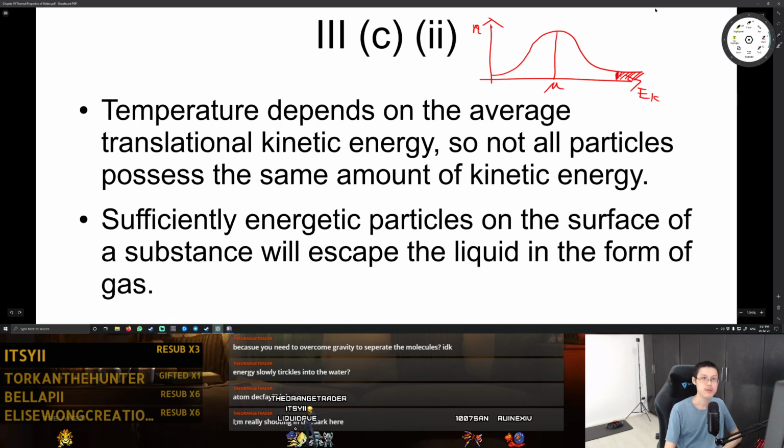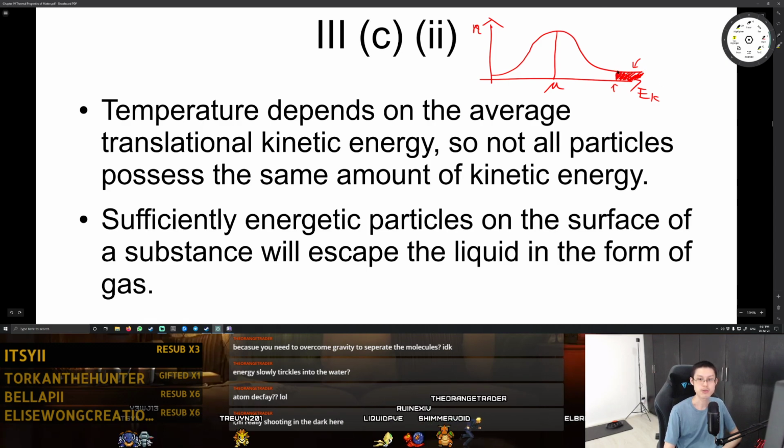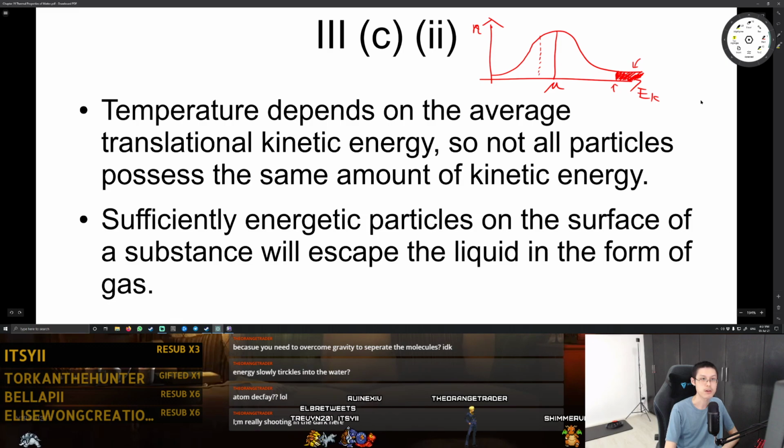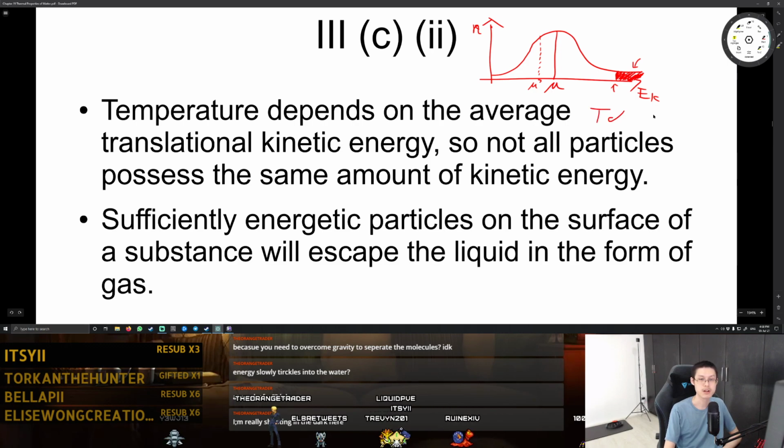Okay, so maybe if you exceed this point, then it's going to start to evaporate. So that means after a while, all these particles here are going to evaporate into thin air. So what's going to happen to your mean kinetic energy then? It's going to go down, right? Because all the energetic particles are gone. So now your new mean is going to drop down to this over here. So if your new mean is decreasing, that means your temperature must also decrease, because the temperature depends on the mean kinetic energy.